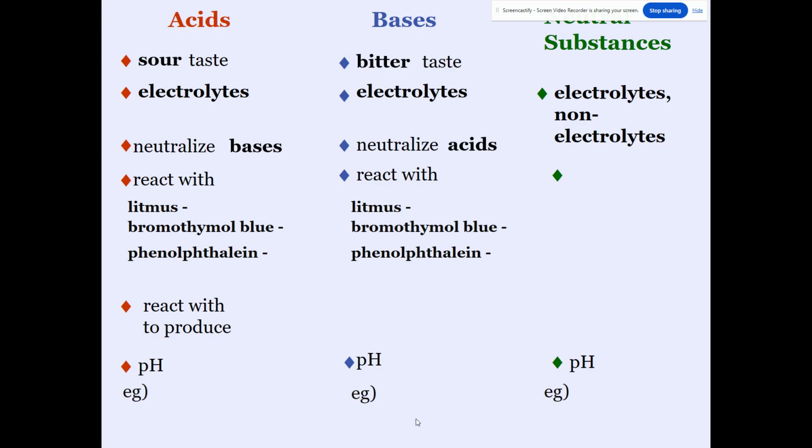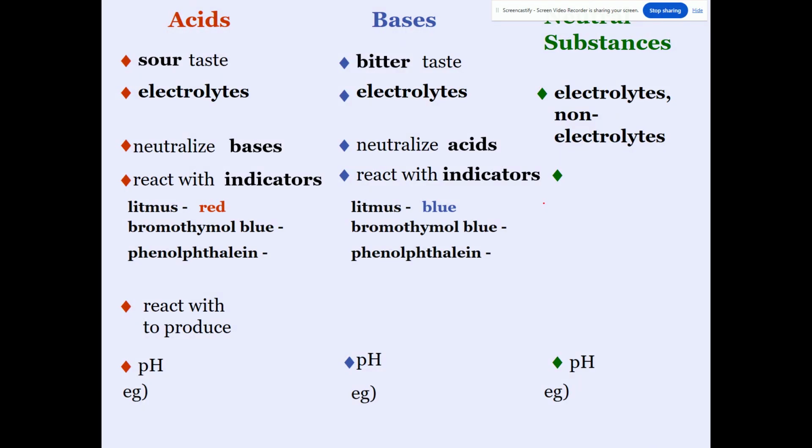And then we also have indicators that we can use. The different indicators that we have are litmus paper, bromothymol blue, and phenolphthalein. These are some solution indicators that we'll spend more time talking about later on in the unit. But they're common solution indicators that get used to help test, again, if you have an acid, base, or a neutral substance. Now, litmus paper also can be used on neutral substances.